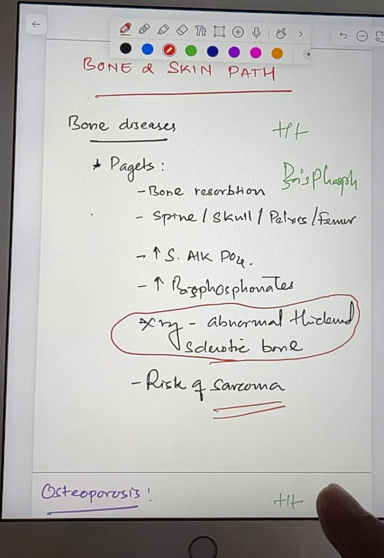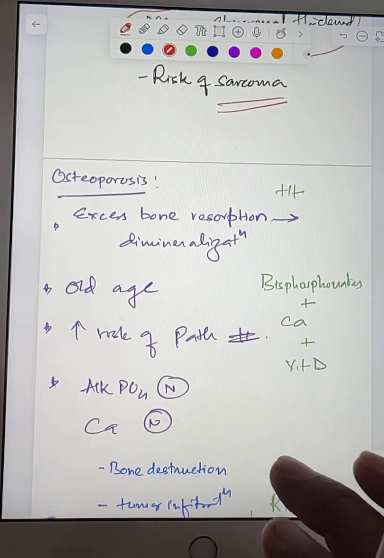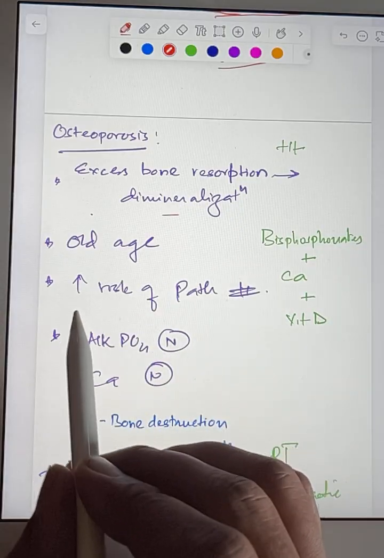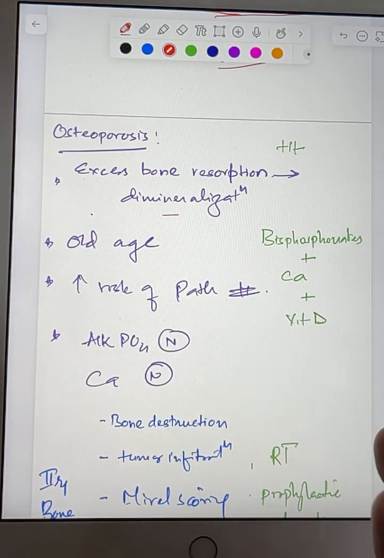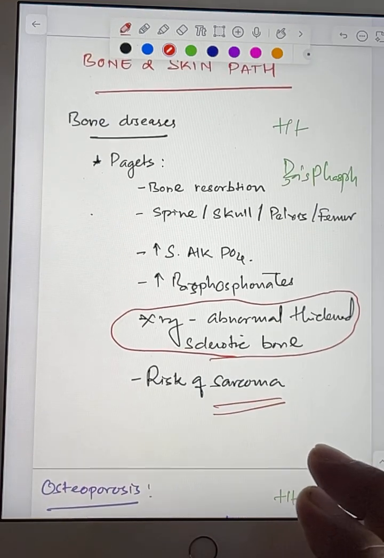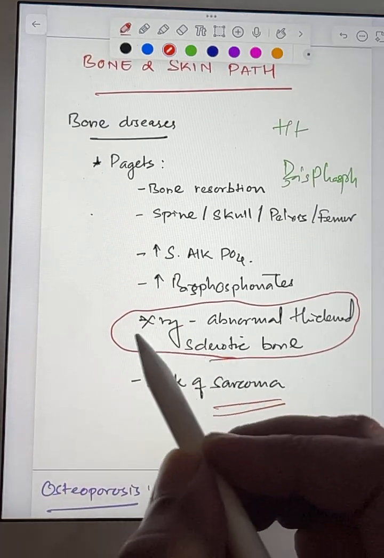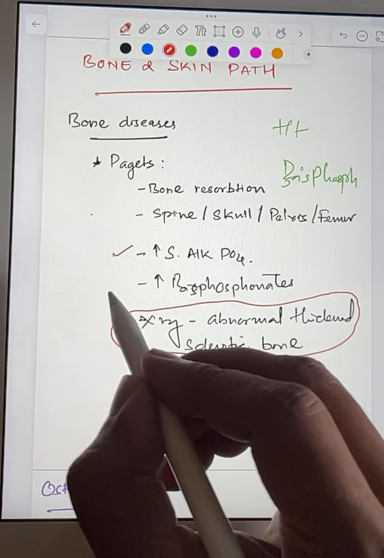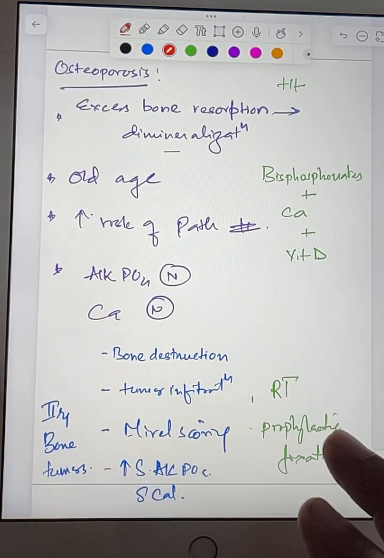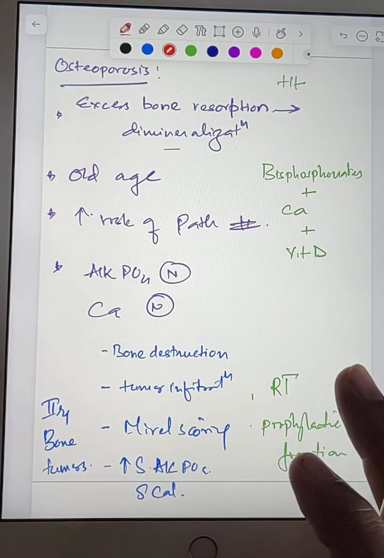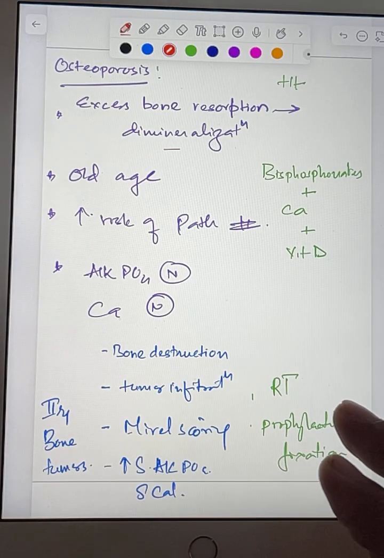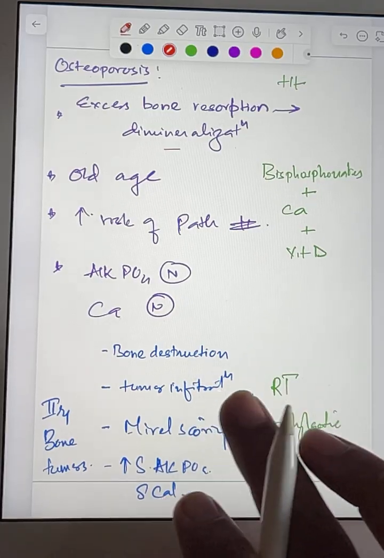Treatment is bisphosphonates. Second is osteoporosis: excess bone resorption, demineralization, old age, risk of pathological fracture. Alkaline phosphatase normal, calcium is normal. In Paget disease, alkaline phosphatase is increased in this bone disease. In osteoporosis, alkaline phosphatase is normal, calcium normal, bisphosphonates and vitamin D are the treatment. There is bone destruction.